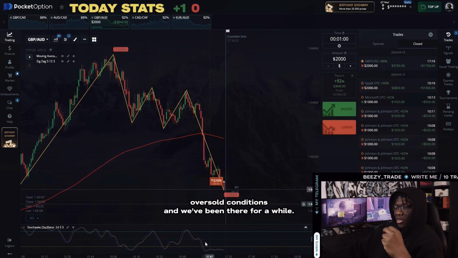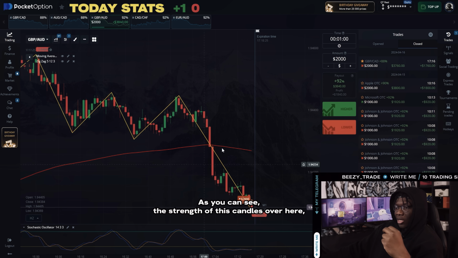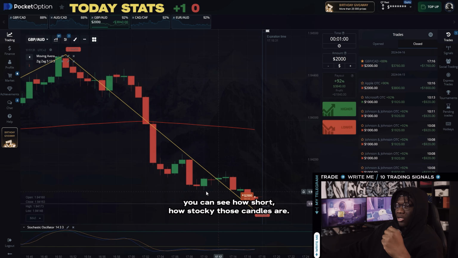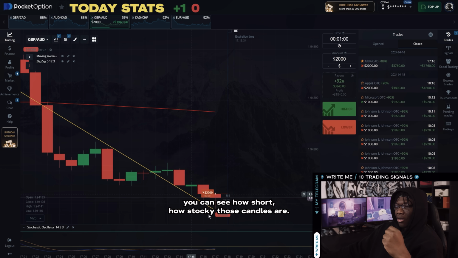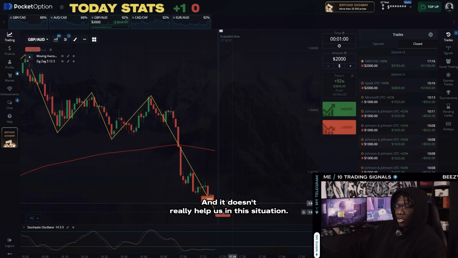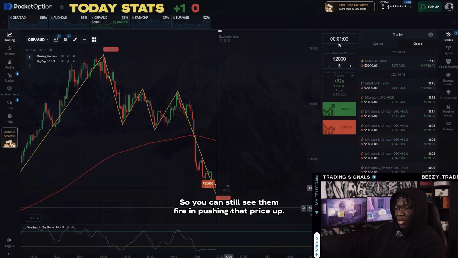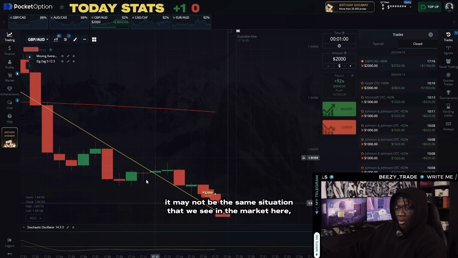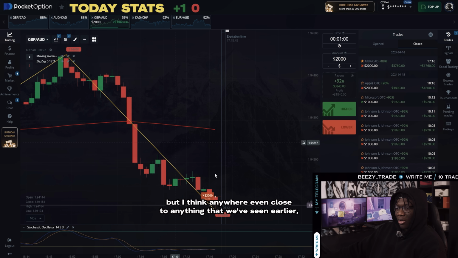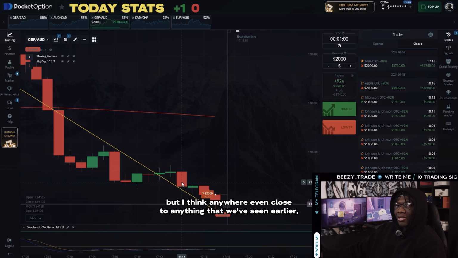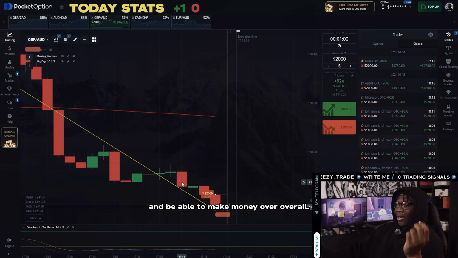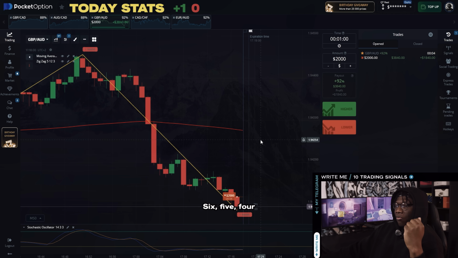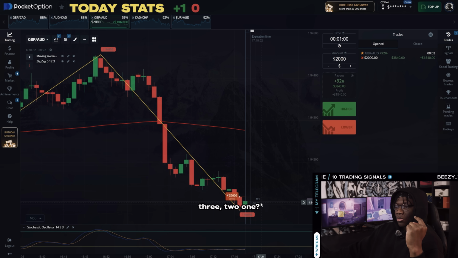We are in oversold conditions, and we've been there for a while. As you can see, the strength of these candles over here. Even though you see a little bit of buyers trying to rally and push that price up, you can see how short and stocky those candles are, and it doesn't really help us in this situation. You can still see them fight, pushing that price up, but I think the sellers are just going to have it. It might not be the same situation we've seen earlier, but I think we're still going to be able to take profit on that and make money over it. With about 9 seconds left, 6, 5, 4, 3, 2, 1.